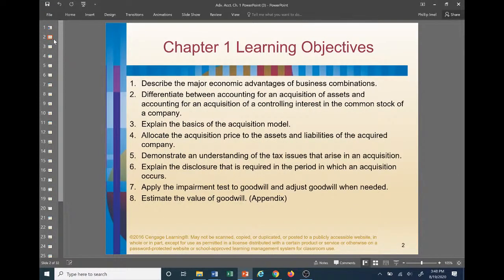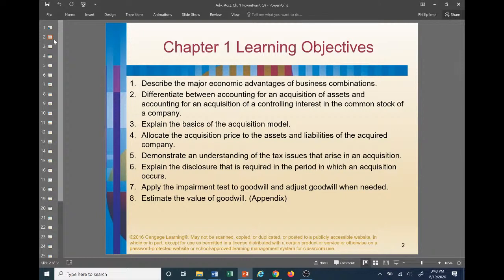So our Chapter 1 learning objectives: we want to describe the major economic advantages of business combinations, also differentiate between accounting for an acquisition of assets and accounting for an acquisition of a controlling interest in the common stock of a company. We also want to explain the basics of the acquisition model, allocate the acquisition price to the assets and liabilities of the acquired company, demonstrate an understanding of the tax issues that arise in an acquisition, explain the disclosure that is required in the period in which an acquisition occurs, and then apply the impairment test to goodwill and adjust goodwill when needed.